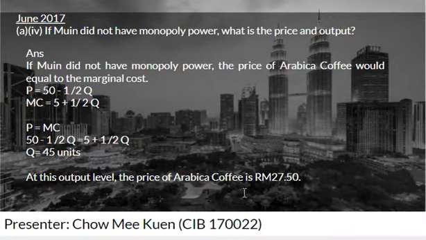How can we find this price? It's by just substituting this quantity of 45 units into the price function, and we can find that the price is equal to 27 ringgit and 50 cents.